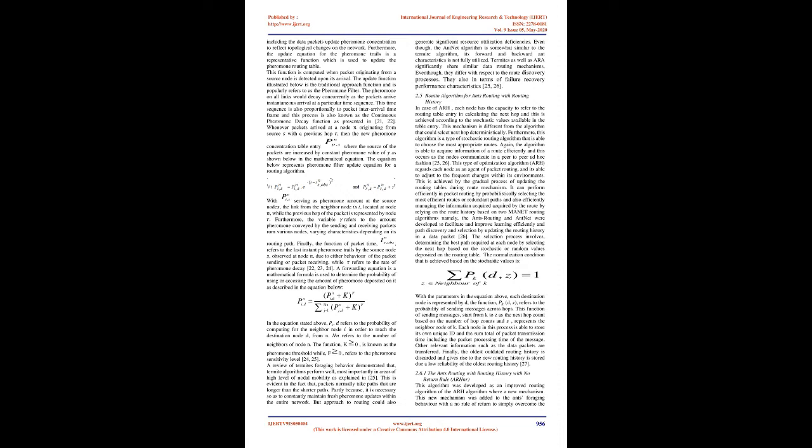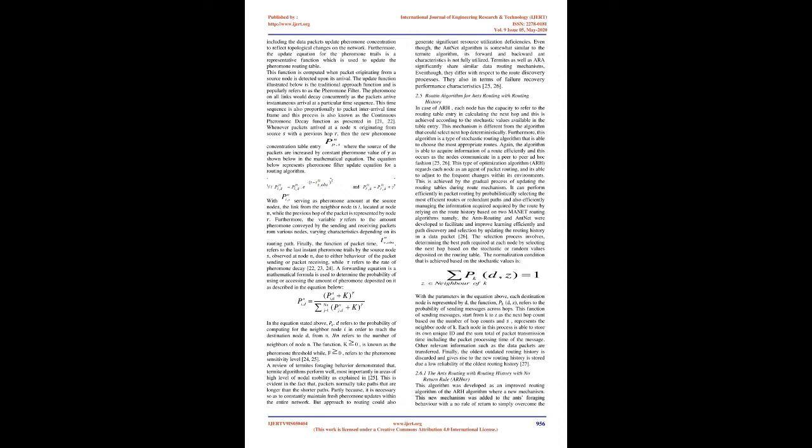2.5 ANTs routing algorithm with routing history. In the case of RH, each node has the capacity to refer to the routing table entry in calculating the next hop, and this is achieved according to the stochastic values available in the table entry. This mechanism is different from algorithms that select the next hop deterministically. Furthermore, this algorithm is a type of stochastic routing algorithm that is able to choose the most appropriate routes. Again, the algorithm is able to acquire information of a route efficiently, and this occurs as the nodes communicate in a peer-to-peer ad hoc fashion 25, 26.